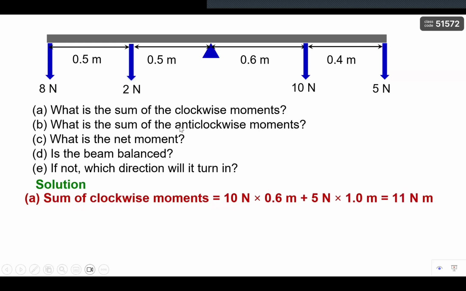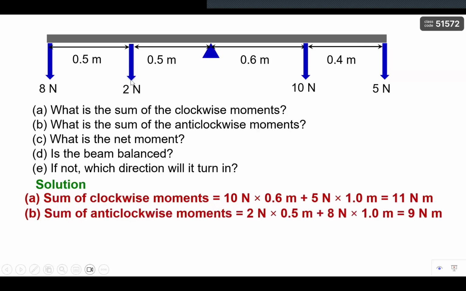Next, what is the sum of the anti-clockwise moments? So I move over to this side. These 2 newtons and 8 newtons will cause the anti-clockwise moments. Again, by the same step, I will have two anti-clockwise moments. The first one will be 2 times 0.5 plus another one, which is 8 times a total distance of 1 meter to the pivot. So it's 2 times 0.5 plus 8 times 1, I get 9 Newton meter.